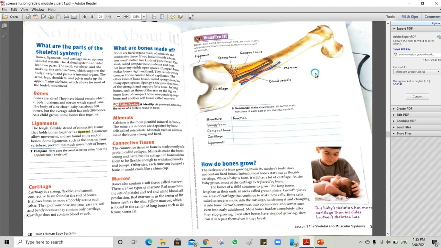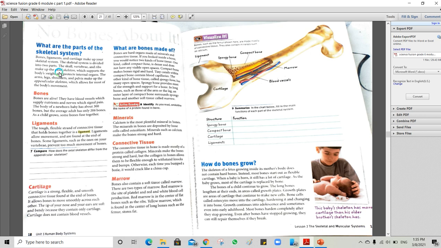We will continue Unit 1, Lesson 2, the skeletal and muscular system. In the previous session, we covered the functions of the skeletal system. And now we will learn the parts of the skeletal system. The skeletal system has two main parts. The first one is called the axial skeleton, and the second is called what? The appendicular skeleton. So the skeletal system consists of two parts: the first, axial, the second, appendicular.